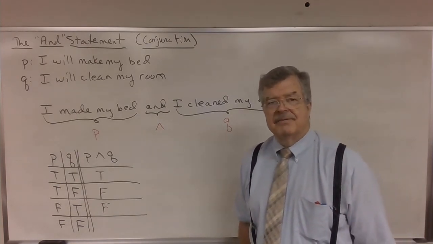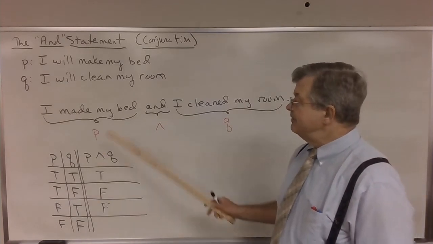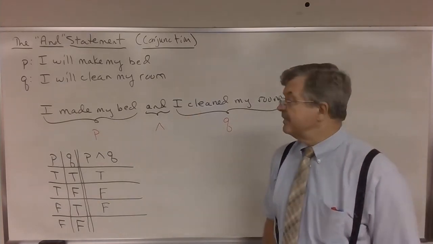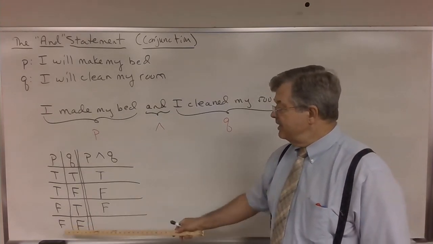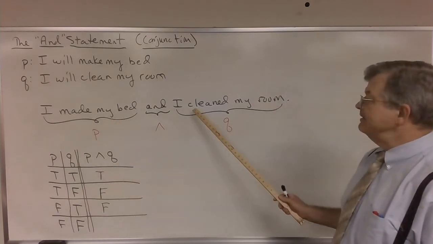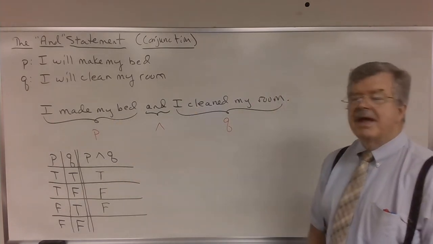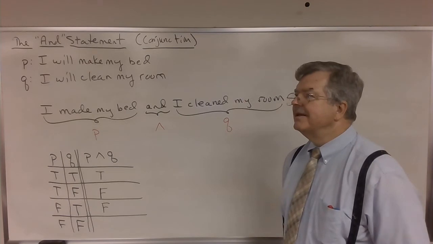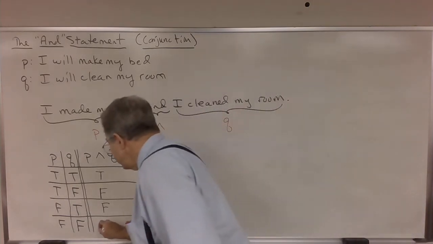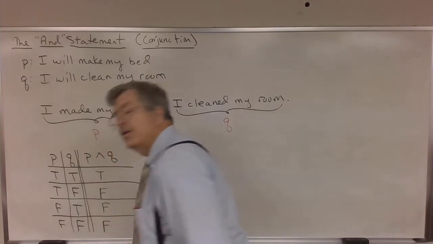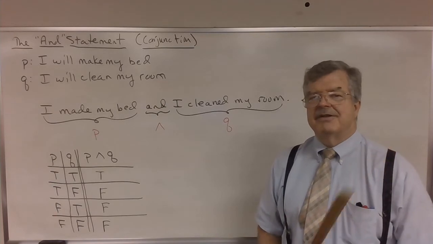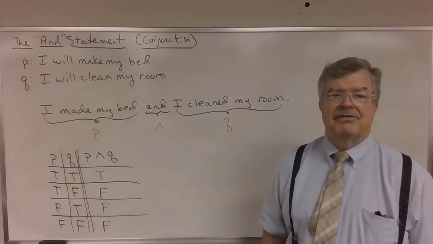Oh, what could be worse? Well, it could be the case that I told my mother I made my bed and I cleaned my room, and I didn't do either one of them. P is false, Q is false, which means I lied about making my bed and I lied about cleaning my room. At the very least, I'm not going to get supper tonight. Or if I do, my mother may not serve it on the table. It may come flying across the room at me.